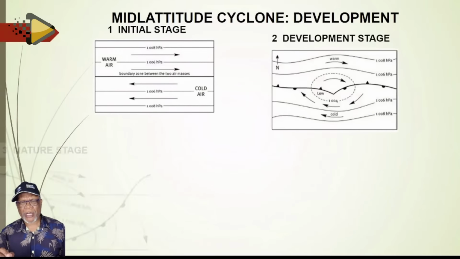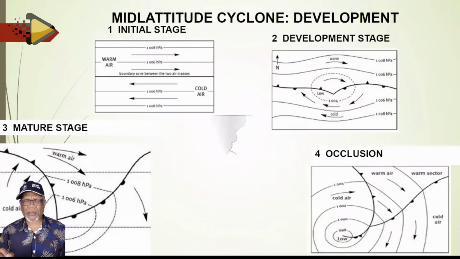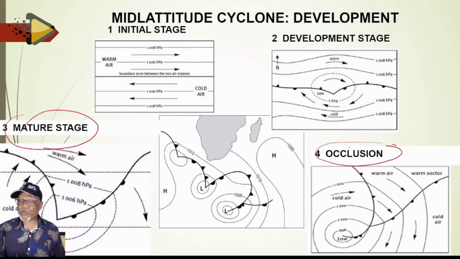So this is all grade 12 learners should know about the mid-latitude cyclone. These are different stages of development. Usually you'll get these stages of development when you're looking at short questions. Then what else do you see here? Let's look at the important stages. This stage is called the mature stage. Now, let's compare the mature stage to the occlusion stage.